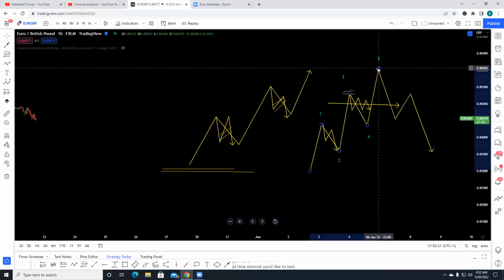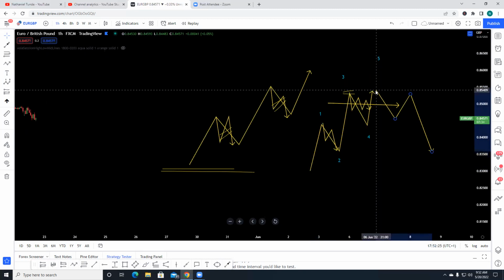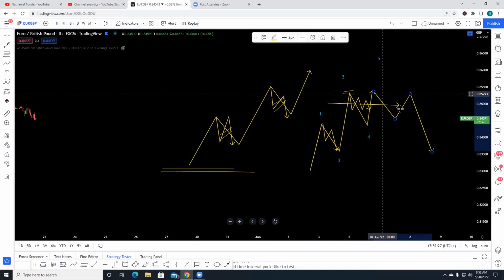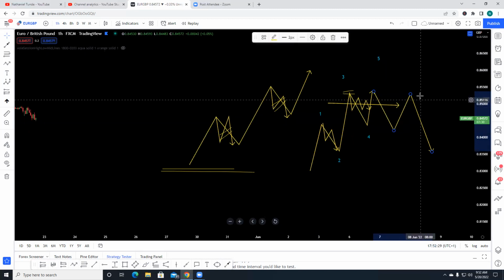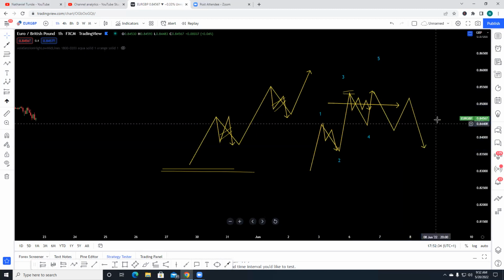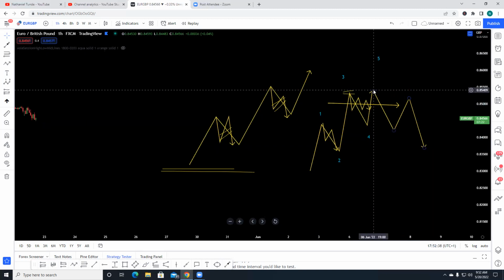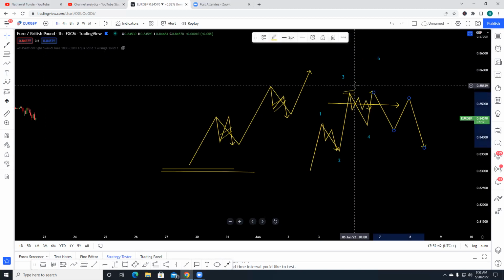In that case, wave 5 will end like this. So any scenario where wave 5 does not break the top of wave 3 before coming down does not invalidate it as wave 5, but we call it truncation. It is a truncated wave 5. Why? It does not go above the high of wave 3.